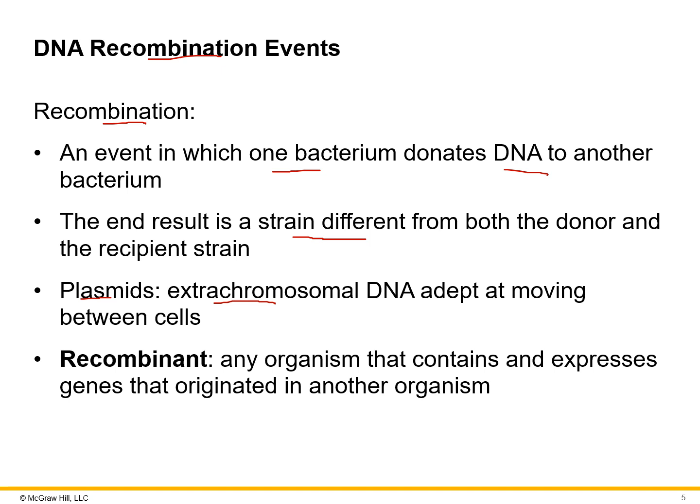So if one cell, let's say we have an E. coli, and it picks up a plasmid from a Staph aureus bacteria, now it is considered a recombinant organism because it has both E. coli and Staph aureus DNA. So it's not just like E. coli, it's not just like Staph aureus, it's a whole new kind of organism or a subset of that. So that is referred to as a recombinant.